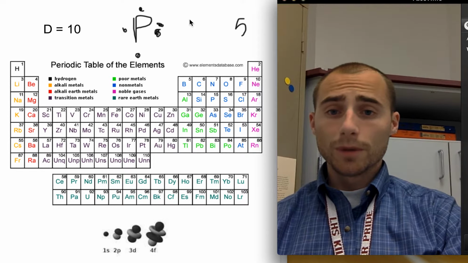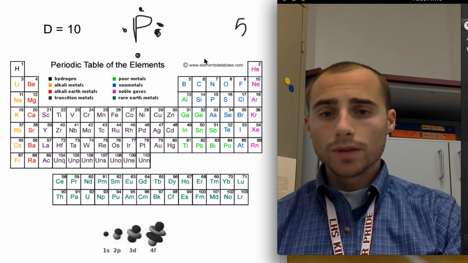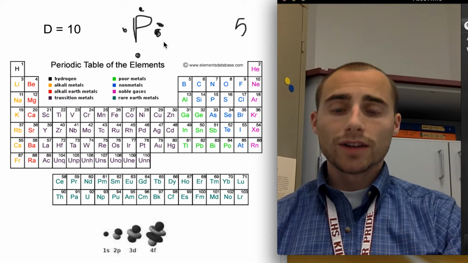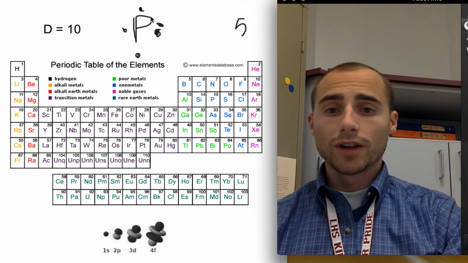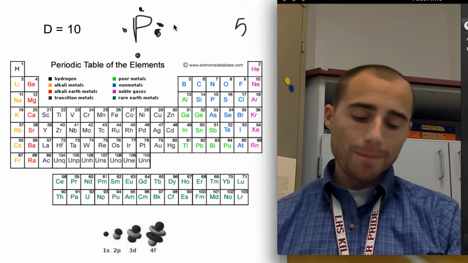So what this is representing, when you see this, it's representing the element P. So you'd go, oh, P, phosphorus. And then the number of valence electrons it has. Again, valence electrons are in the outermost shell. It's got 1, 2, 3, 4, 5. Look at that. It's like magic.